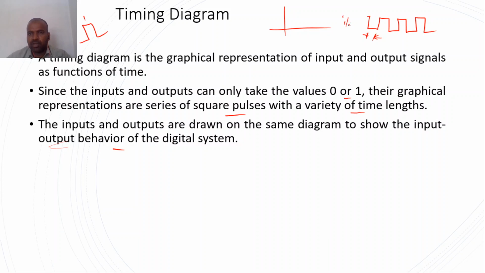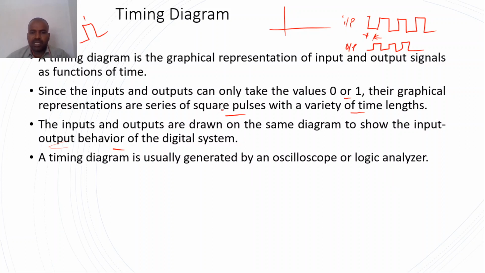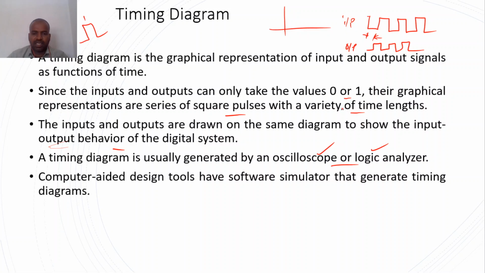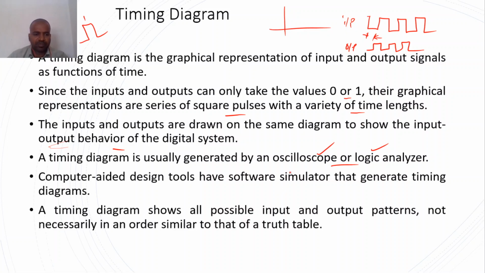That is, first we draw the input, then we also draw the output. While drawing like this, we can understand the behavior of the given combinational circuit, how it is behaving, due to some time difference. It's usually generated by an oscilloscope or logic analyzer. Actually these square pulses will be generated by oscilloscopes or logic analyzers, but in digital we use a simulation tool, a software simulator, to generate the timing diagrams. A timing diagram shows all possible input and output patterns, not necessarily in order, similar to the truth table.